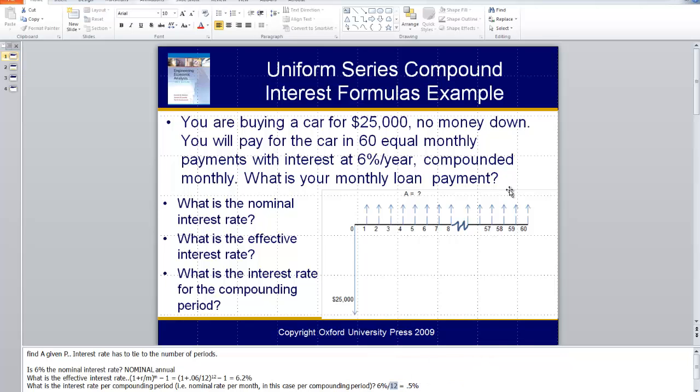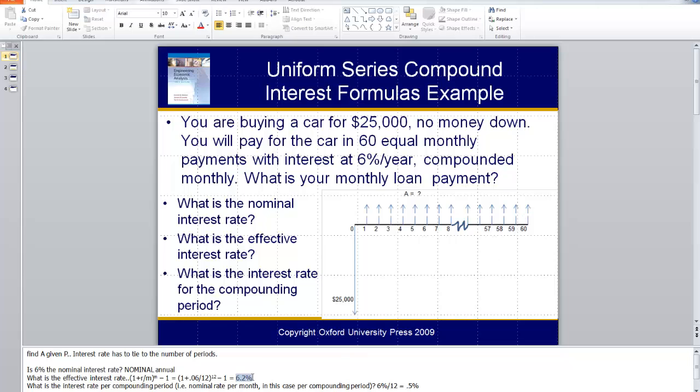So now we can figure out what our monthly loan payment is. Maybe you might want to press pause again. Actually, let's see what interest rate we are going to want to use. Are we going to want to use 6% per year? Well, we're looking at monthly loan payments. So could we use an annual interest rate when we're talking about monthly payments? I don't think so.